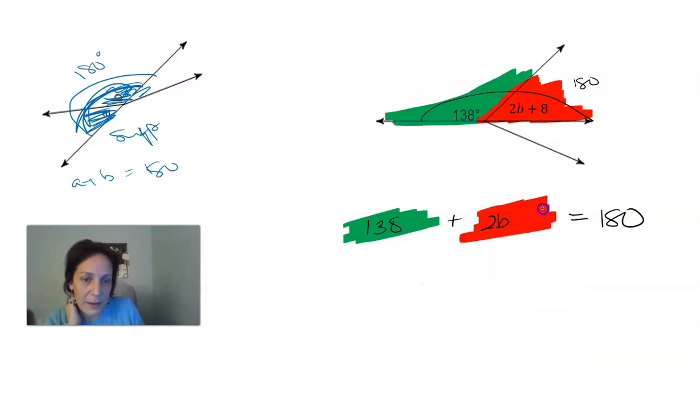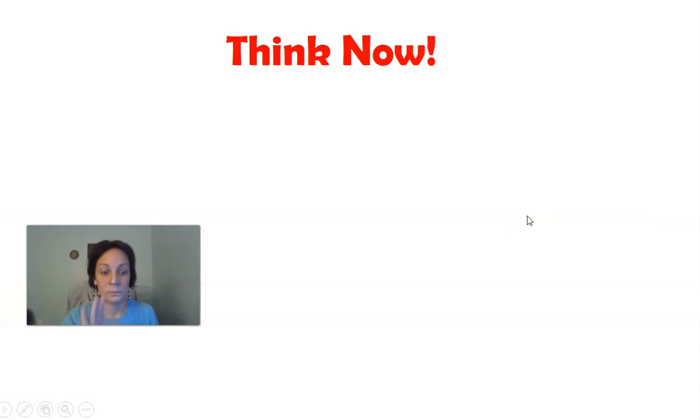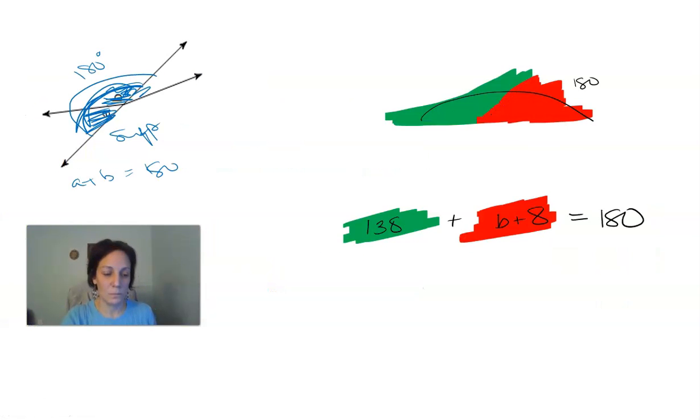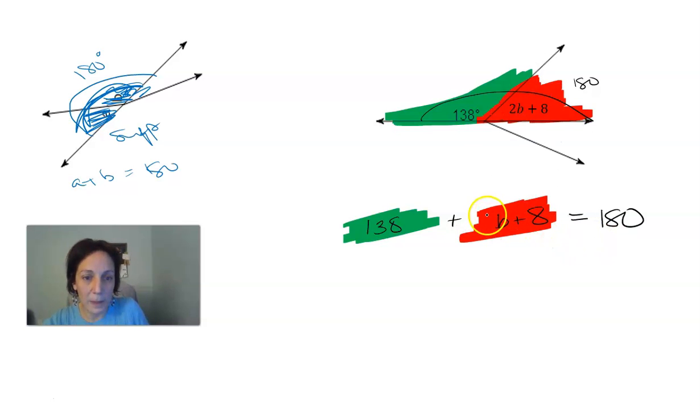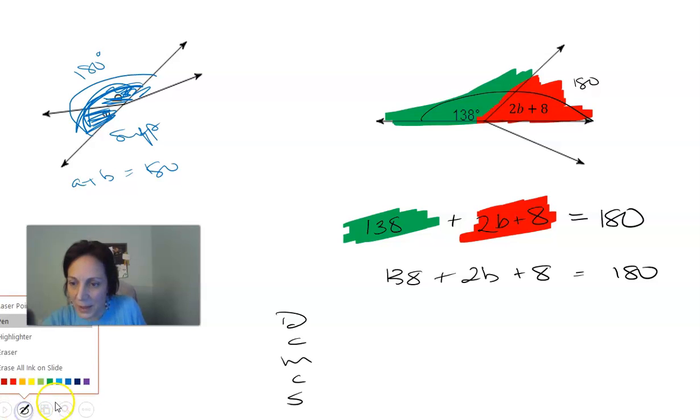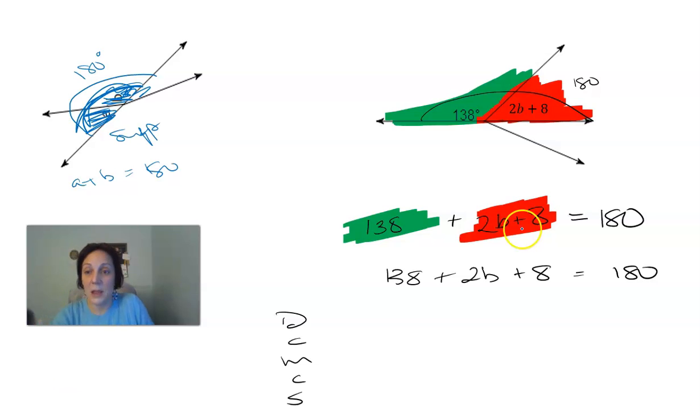2b plus 8. Disappeared. Okay. Here's my equation. 138 plus 2b plus 8 equals 180. So if I look at DCMCS again, I have the same situation that I had in my last problem. And this is a pretty common thing when you add two things up and get 180 or get 90. A lot of times you do end up with a combination on this side.